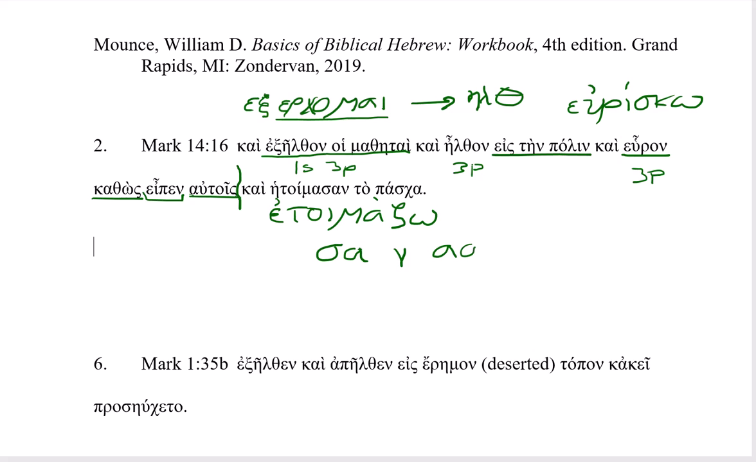This is going to be an aorist active indicative, and it comes from etoimazo, and it's third plural, that new ending. So san is your third plural ending. So etoimasan, and to pascha, the Passover. And the disciples went out, and they came to the city, and they found as he said to them, Jesus said to them, and they prepared the Passover.